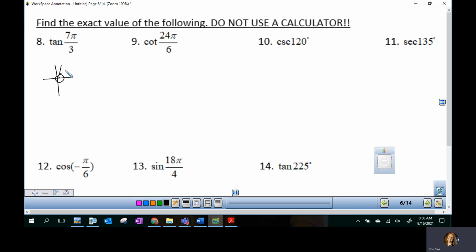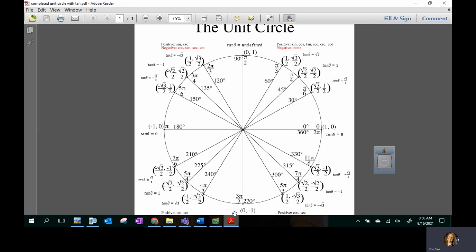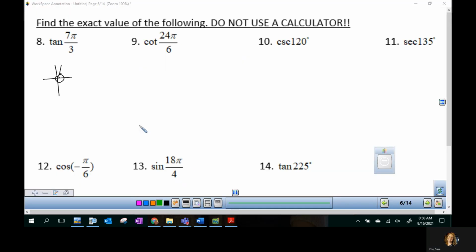Remember, if you can find the reference angle, you can answer any of these questions, okay? So the reference angle is pi thirds. Okay, so at pi thirds, what is tangent? At pi thirds, what is tangent? Square root of 3. That's your answer.